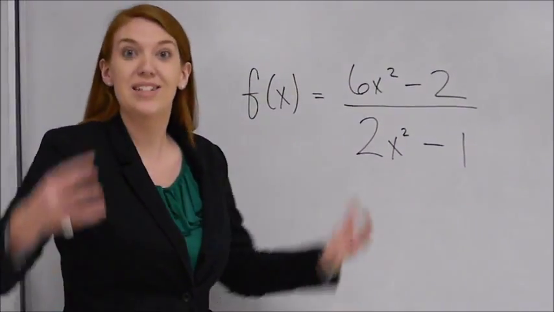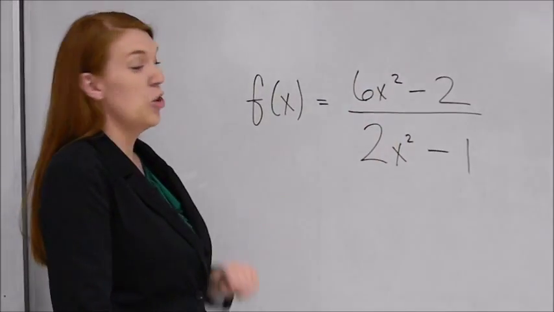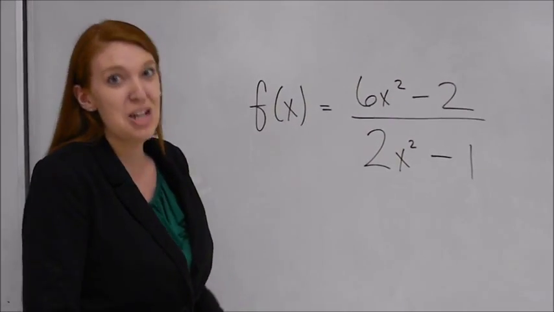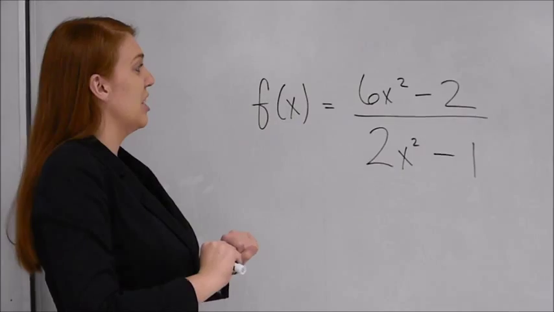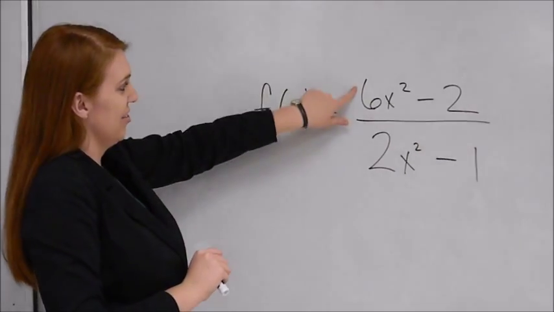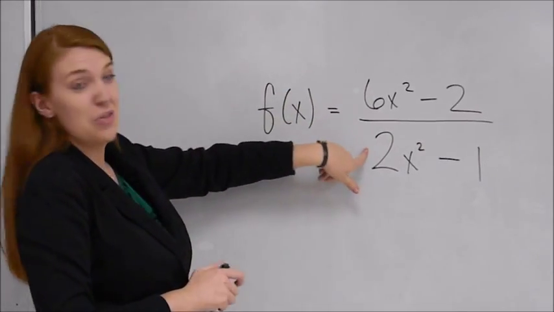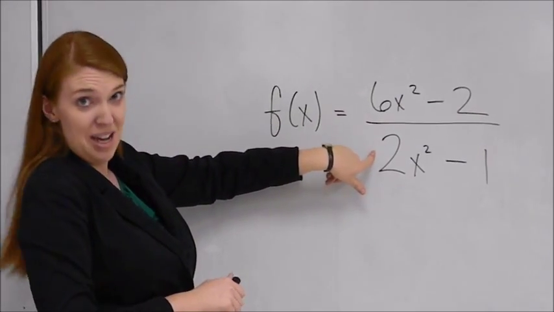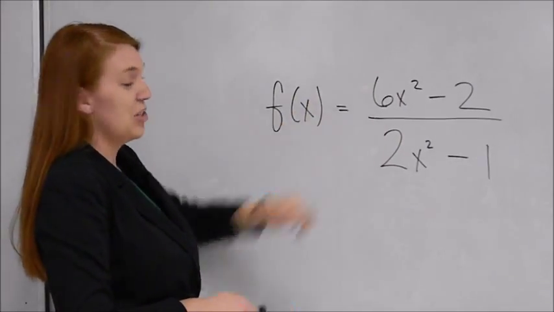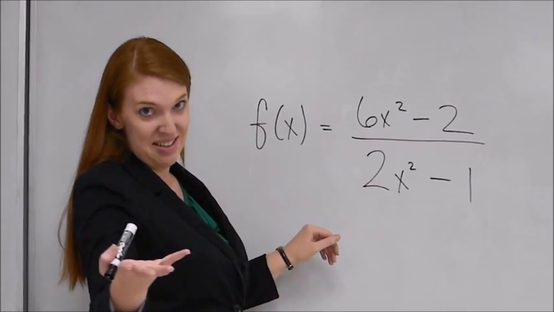Nice! Okay, that seems easy enough, but what happens when the degrees are the same? What's the horizontal asymptote then? Great question! If the degrees in the numerator and the denominator are the same, to find the horizontal asymptote, just take the leading coefficient of the numerator divided by the leading coefficient of the denominator. In this case, it would be 6 divided by 2, which is 3! It's 3!